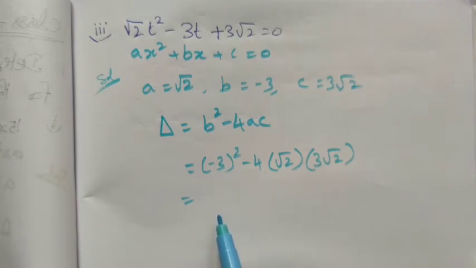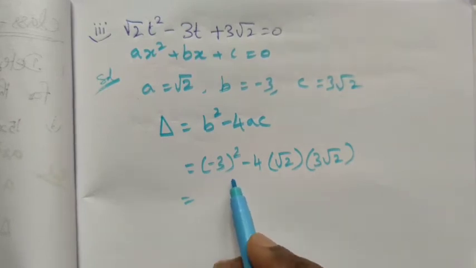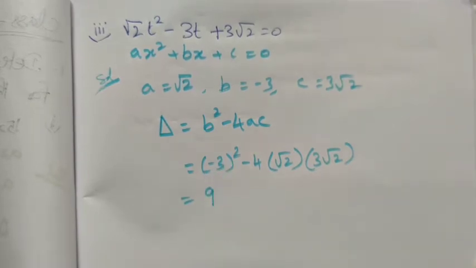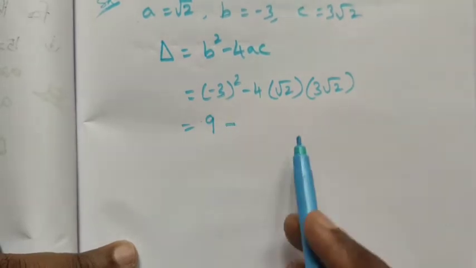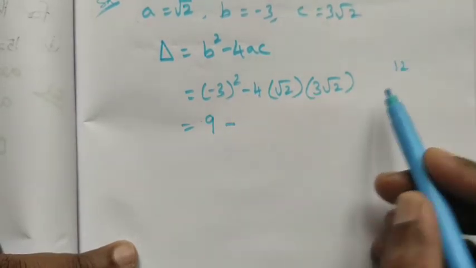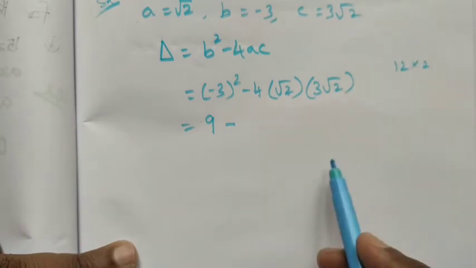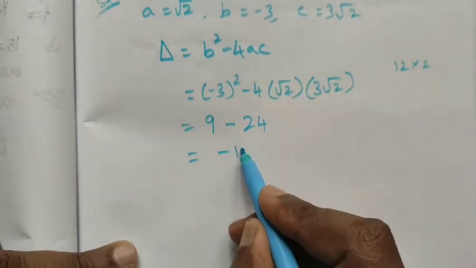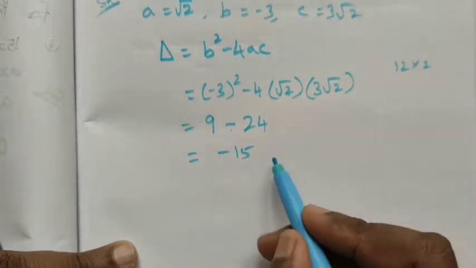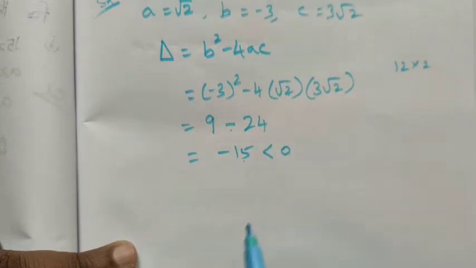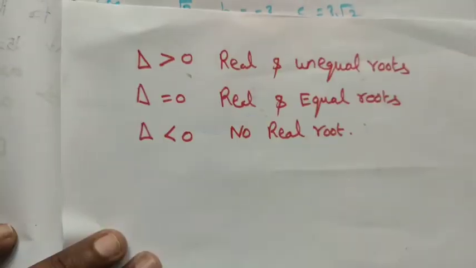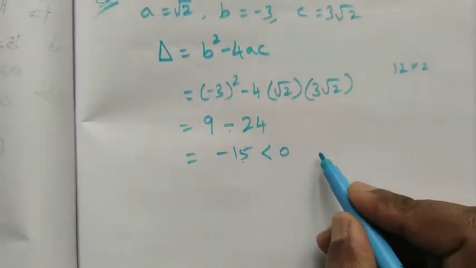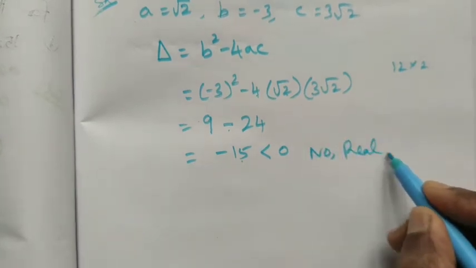Now b is minus 3 whole square minus 4 into a is root 2 and c is 3 root 2. Minus 3 whole square: minus into minus is plus, 3 square is 9. A negative with an even power always gives a positive value. Here we have minus 4 3s are 12, root 2 into root 2 is 2, so 12 into 2 is 24. When we subtract this, we get minus 15. The bigger number is negative, so we put minus 15. Minus 15 is clearly less than 0, which means the discriminant is less than 0, so no real roots.